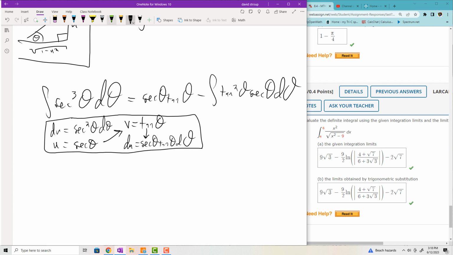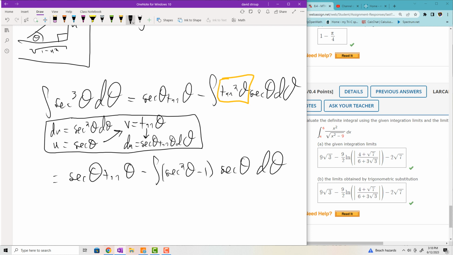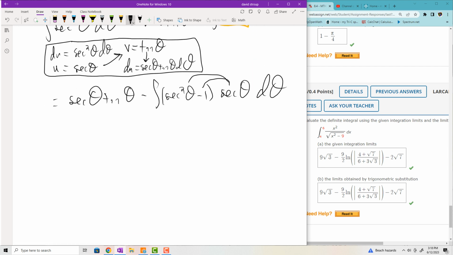And then the transformation we want to do here is on the tan squared portion. And it's not intuitive by any means. You would probably have to play around with it a bit to figure it out. So you're going to replace tan squared with secant squared minus 1. And then you're going to distribute that secant theta into that binomial. So you'll end up with secant theta tan theta minus the integral of secant cubed theta minus secant theta.